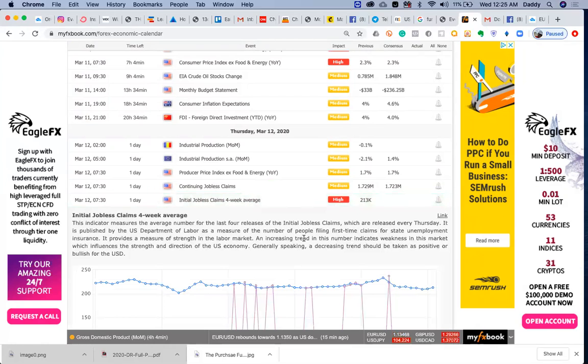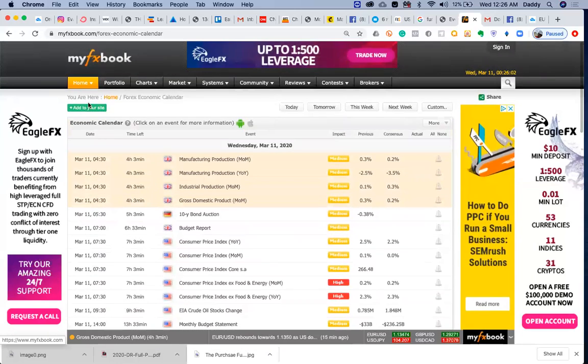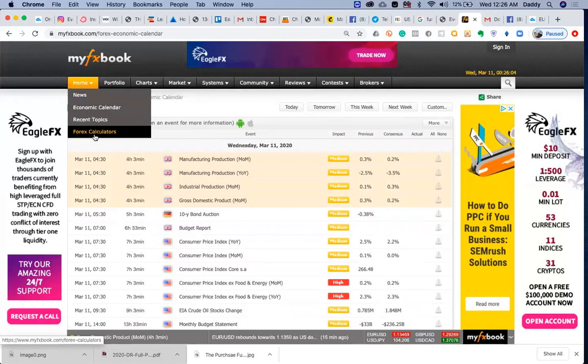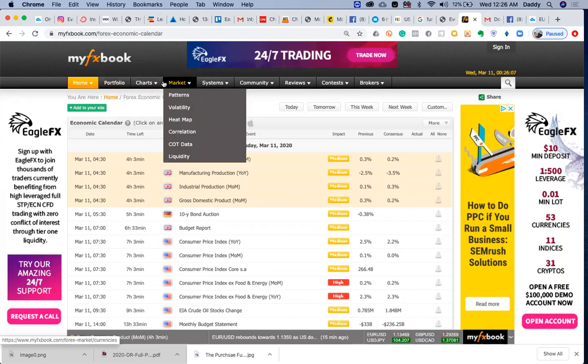An increased trend in this number indicates weakness in the market, which influences the strength and direction of the U.S. economy. Generally speaking, a decreasing trend should be taken as positive or bullish for the United States. So they're saying that if jobless claims are down, that is positive. If jobless claims are up, that is negative. So you're going to study the news section.